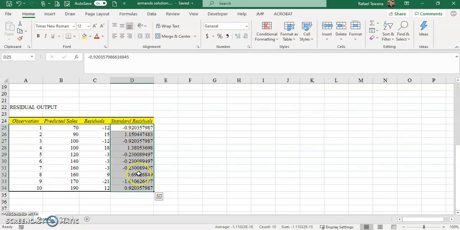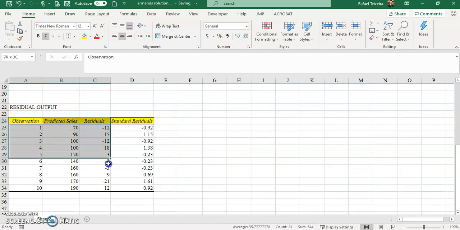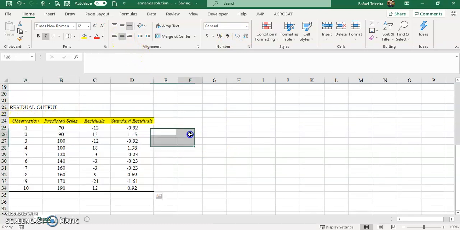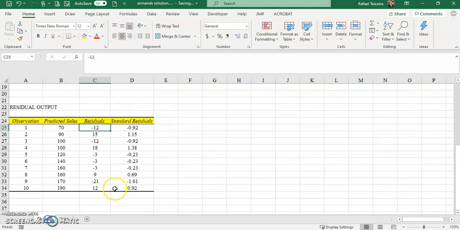If there are too many decimal places, you can go up, click Home, and reduce the number of decimal places to make it easier to read. You can also center the values. I like to center. Here the residuals we have are the same residuals I computed for you here, if you want to check later.